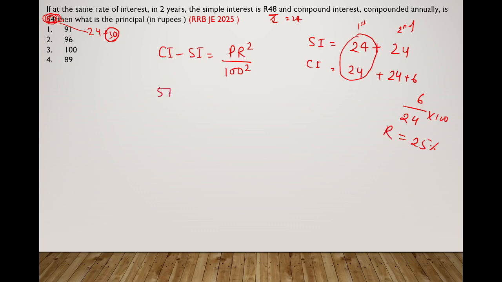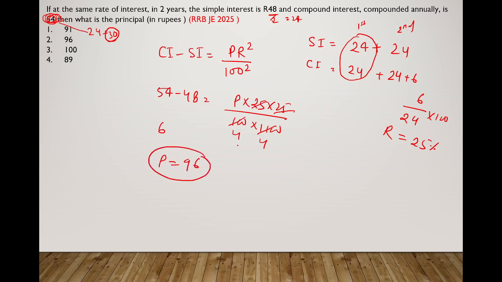So 54 minus 48 equals, we need to find out the principal. Rate of interest is 25, so 6 equals P times 25 and 100 into 100. This is 4, this is 4, this is 6. So principal becomes 96. 16 and 16 6s are 96. So option number second is the right answer.